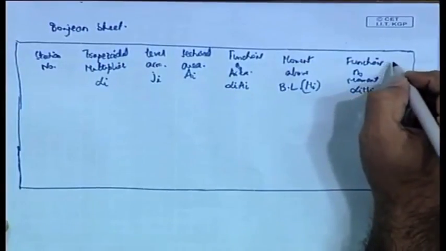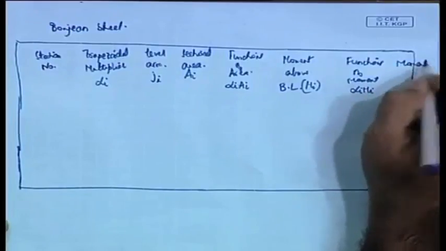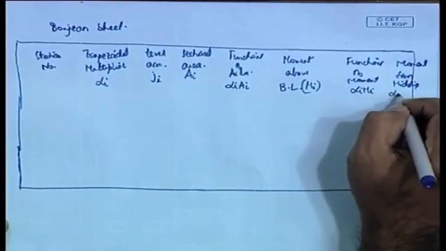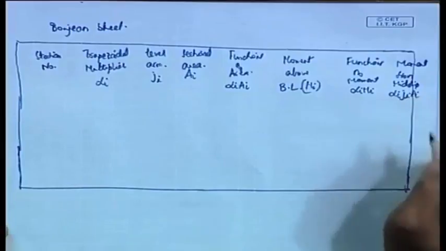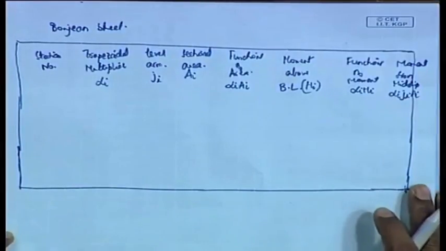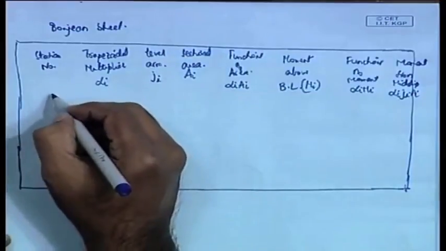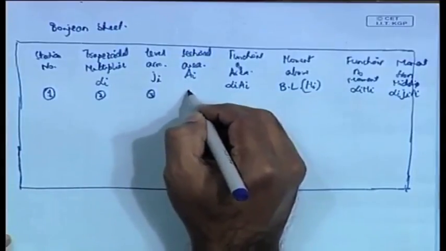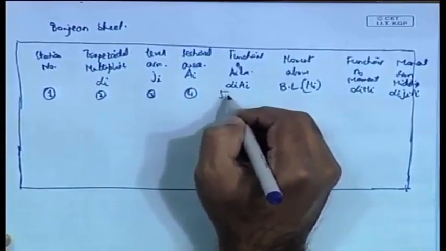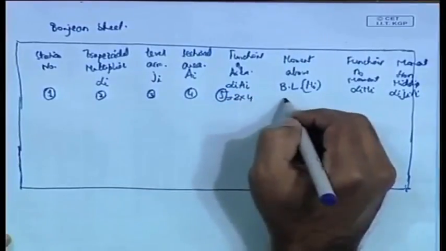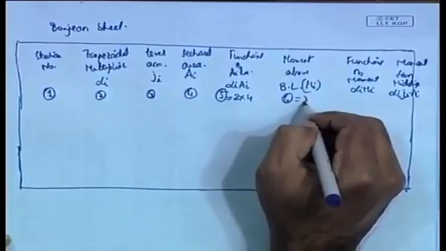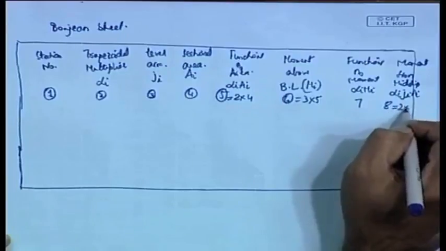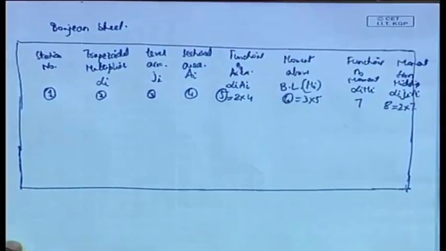Then you can also have one more, you can have the moment from midship, alpha_i J_i A_i. So, the moment from midship, so this is 1, this is 2, 3, 4, what is 5? 5 is equal to 2 into 4, 6 equals 3 into 5, 7, 8 equals 2 into 7.